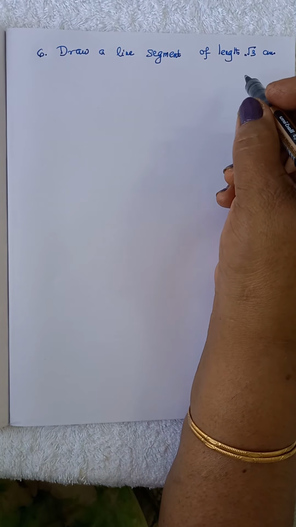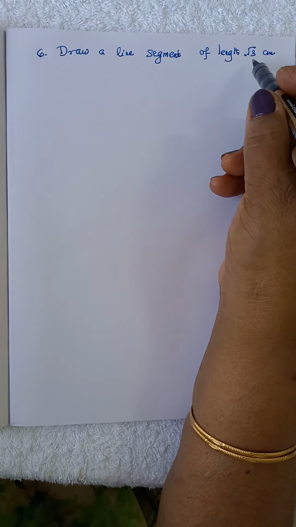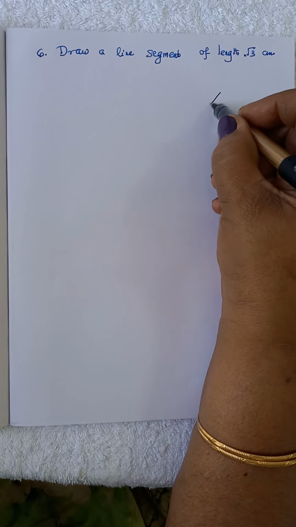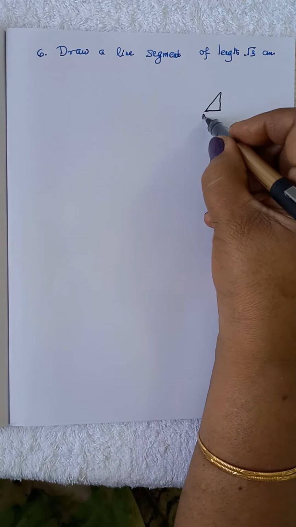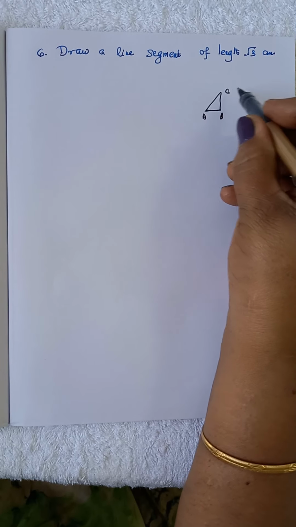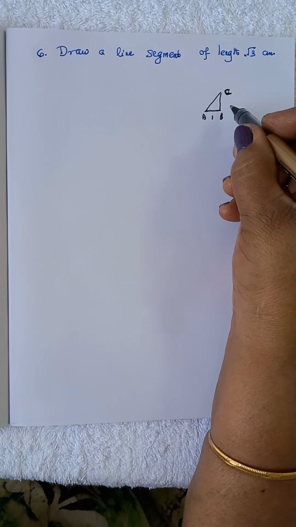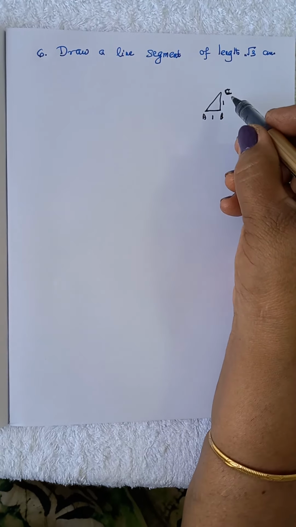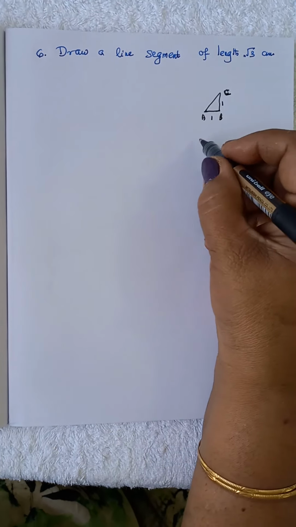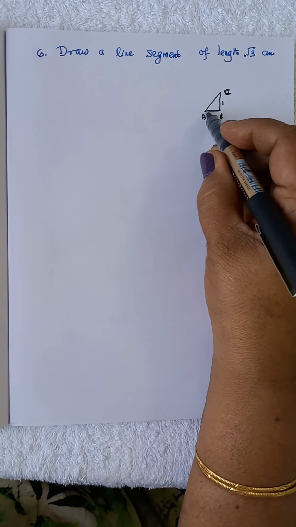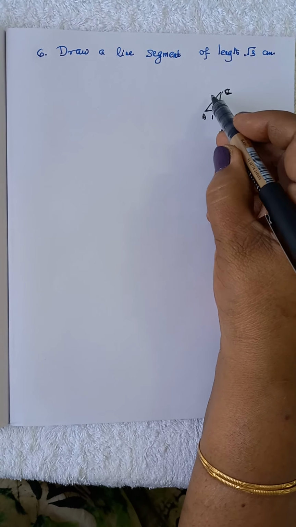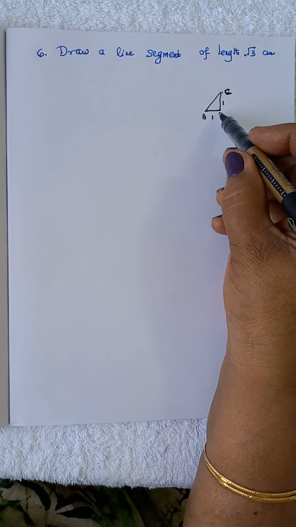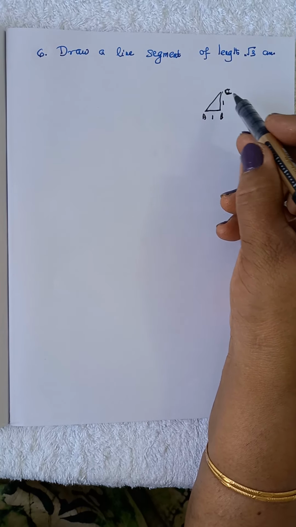Now the sixth question is draw a line segment of length root 3 centimeter. So before drawing this line segment root 3, we will draw the line segment root 2. Let us discuss the Pythagoras theorem. If this is A, B, C, a triangle, and AB is of length 1 and BC is of length 1, then Pythagoras theorem is this is base, this is altitude, and this is hypotenuse. AC is hypotenuse, AB is base, and BC is altitude.